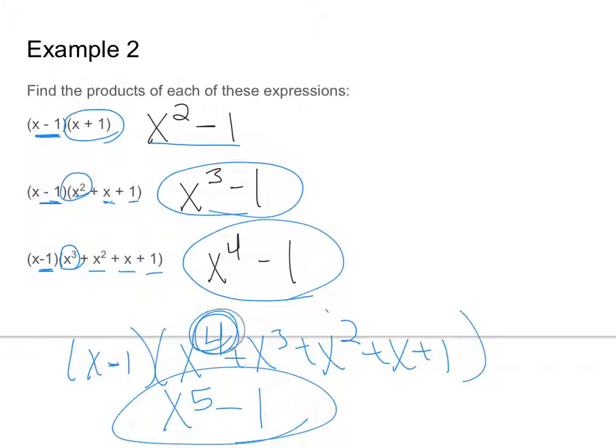So if we notice, our highest degree goes up by 1. Okay, our highest degree goes up by 1. Highest degree. See? Do you see the pattern?